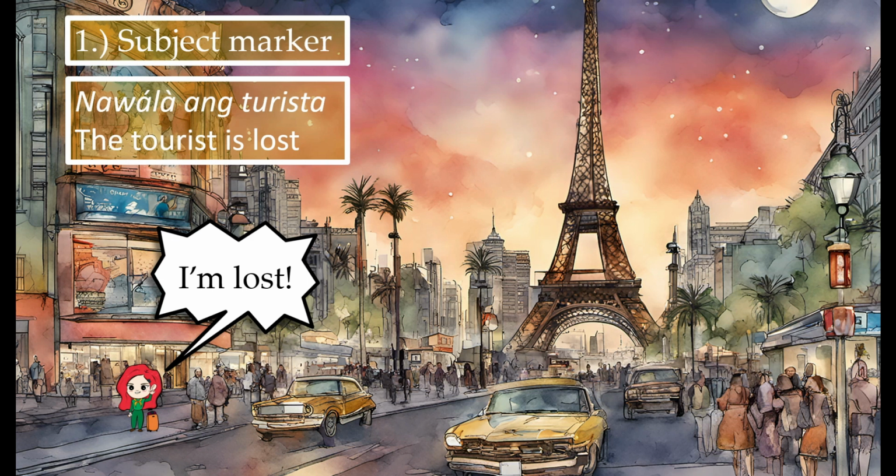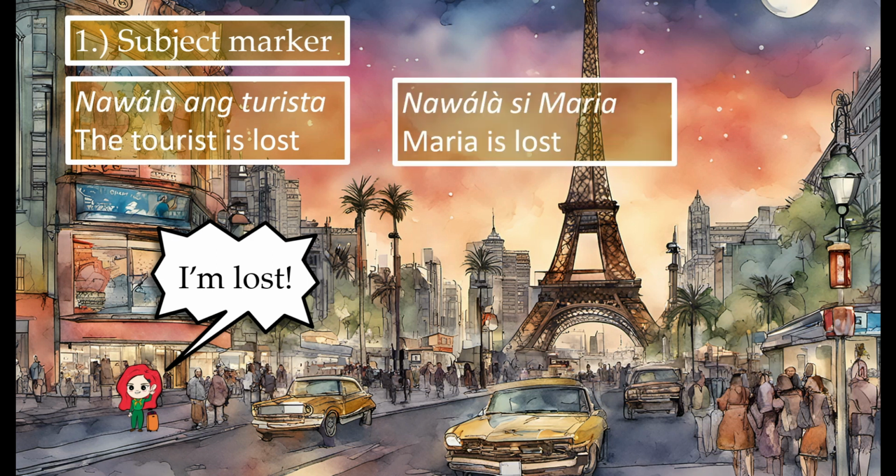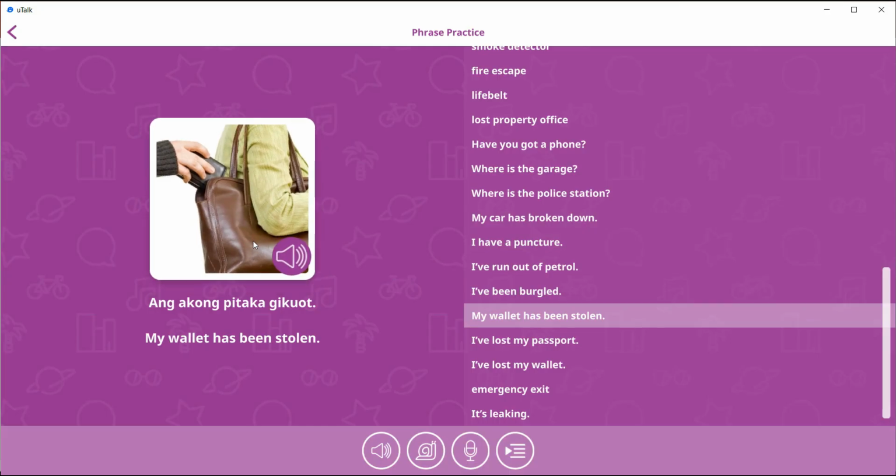You can also say, I think you can say ang turista nawala as well, but I think more commonly you put the verb at the beginning, right? Now, you can also say nawala si Maria. Notice that you say nawala ang turista. Why? Because turista is a normal noun. Anybody can be a tourist, any tourist. But a specific person with a special name, in this case Maria, you say si Maria. Nawala si Maria. Ang akong pitaka gikuot.